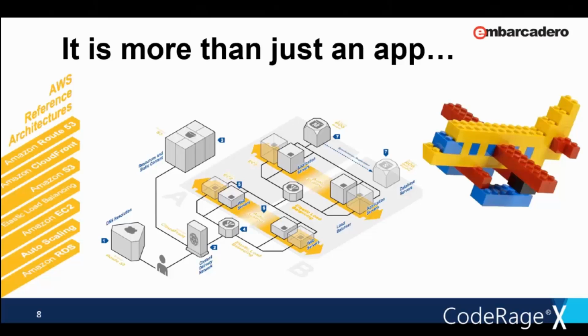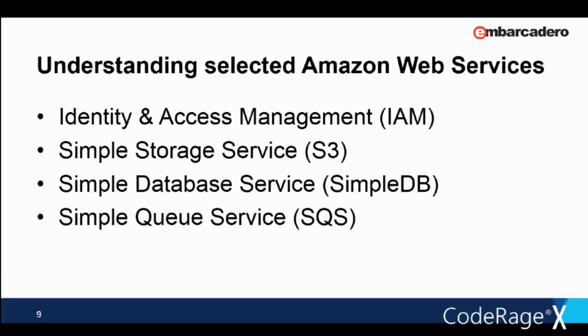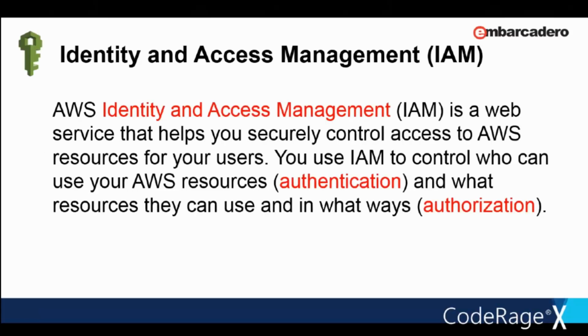So let's start looking at some of the web services that are supported by Cloud API. Before we can actually start using them, we need to understand some basic concepts. So we're going to specifically talk first about Identity and Access Management. With the Identity and Access Management service, you can grant other people permission to administer and use resources in your AWS account without having to share your password or access key. For example, you can grant different permissions to different people for different resources.